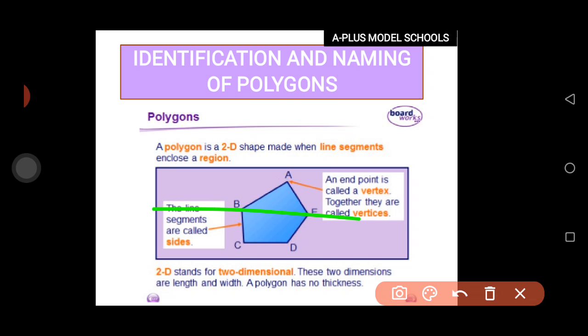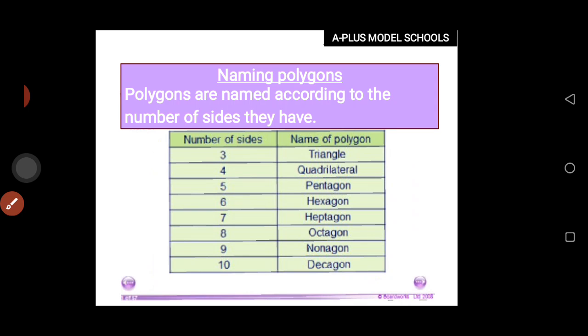Now, let us continue. Naming of polygons. Polygons are named according to the number of sides they have. I've told you this earlier. I told you that before you can name a polygon, it depends on the number of sides that shape is having. Now, when you have a shape that is enclosed or bounded by three lines, you call such a shape a triangle. For instance, look at this shape.